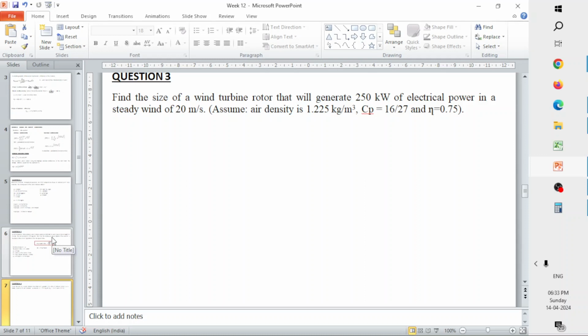Here you are supposed to calculate the size of a wind turbine rotor, which is generating approximately 250 kilowatt of electrical power in a steady wind with a speed of approximately 20 meter per second. They have asked you to assume air density is 1.225, Cp value is 16 by 27, and eta, the mechanical efficiency of your turbine, as 0.75.